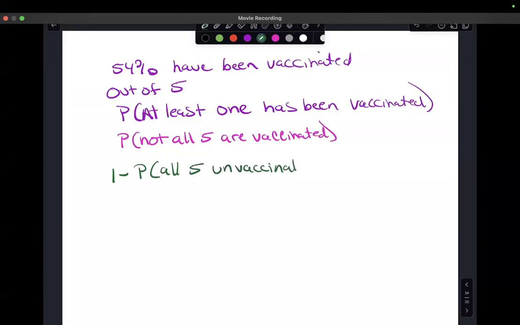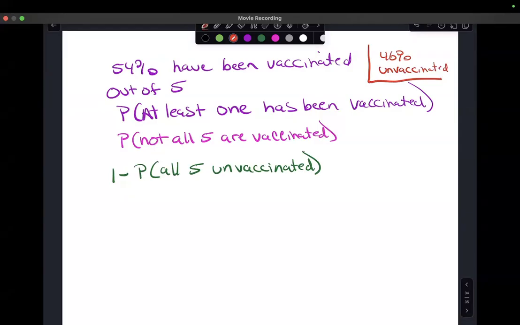unvaccinated. So here's the tricky part. They gave us the vaccinated rate. So we need to think about what is the unvaccinated rate. So if my vaccinated rate is 54%, what's the unvaccinated rate? I'm going to pick a different color. And in my corner over here, yes, 46% are unvaccinated. This is the tricky part of that question.